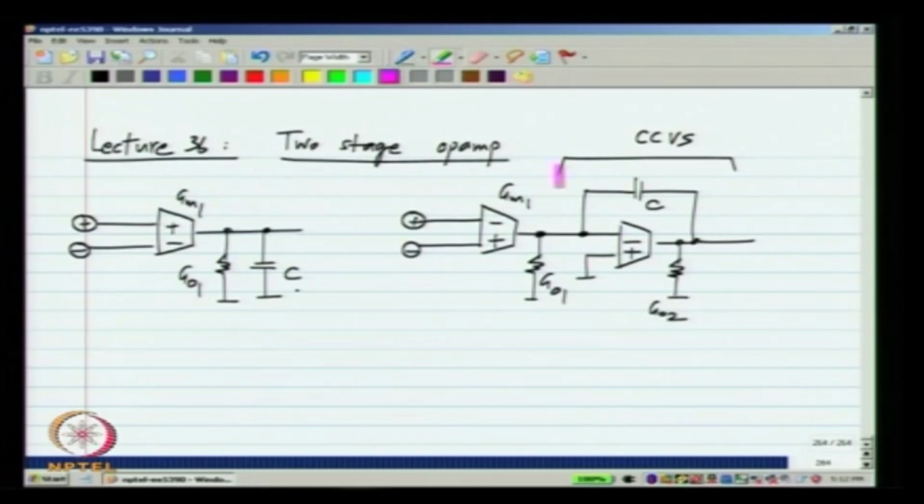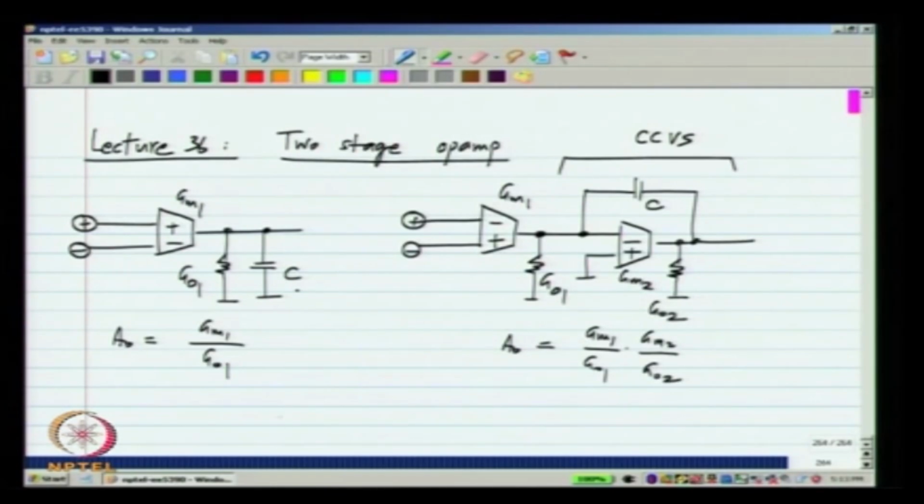So, this topology we saw that has a higher DC gain. The circuit on the left side has a DC gain of GM1 by G01, and the circuit on the right side has a DC gain of GM1 by G01 times GM2 by G02. Both of these integrators have the same unity gain frequency GM1 by C.